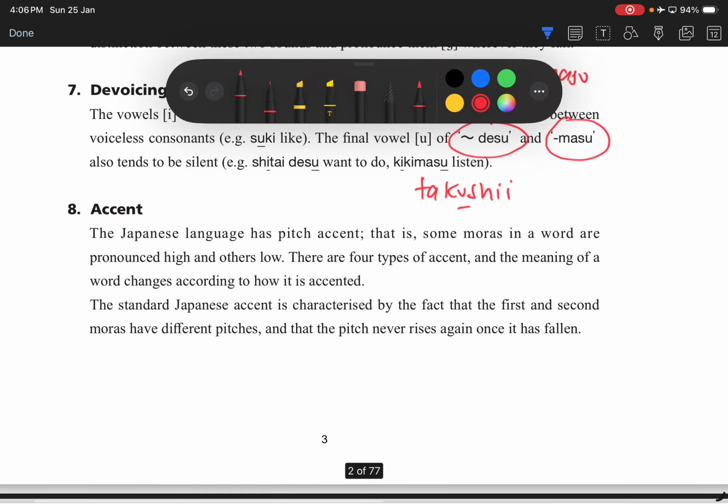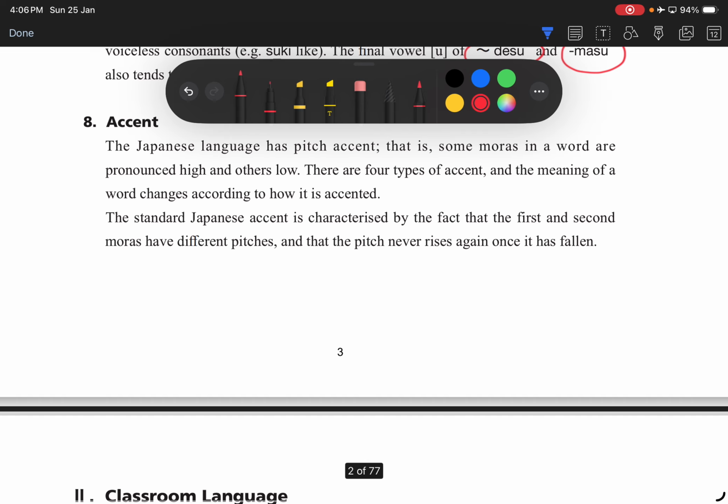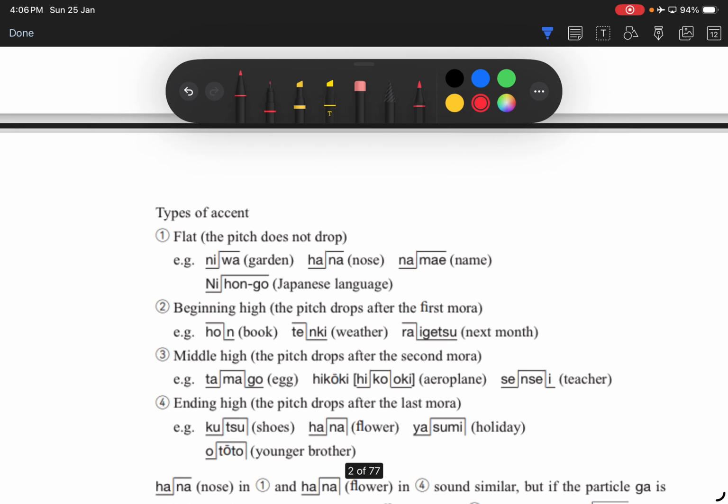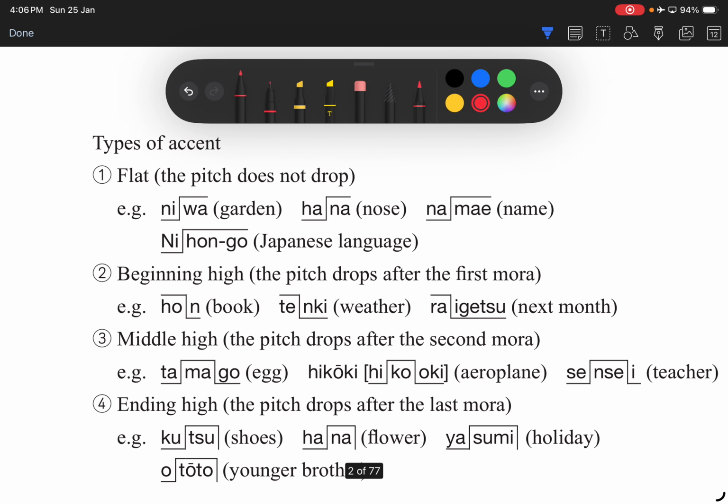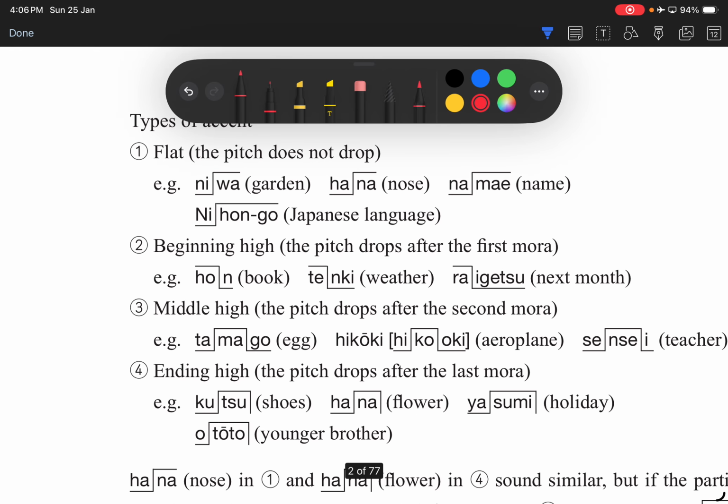Then of course, accent. I didn't want to talk about this, but if you're interested, accent simply means the pitch. In Chinese we have pinyin tones: up, down, flat, and up and down. In Japanese it's very similar. We have something like that also. I just want to point out two examples.